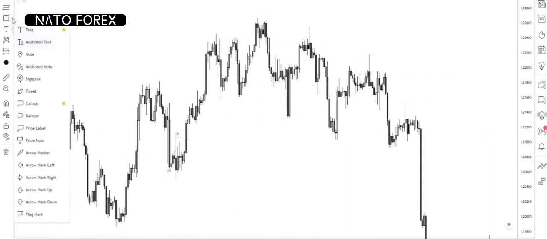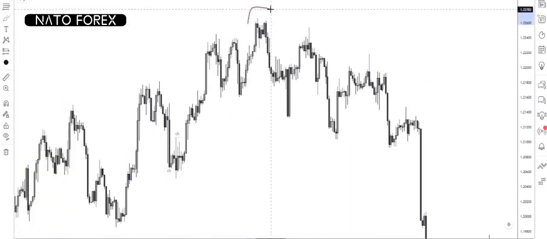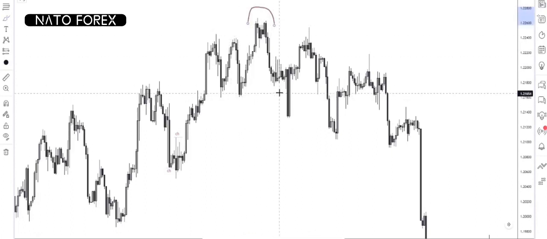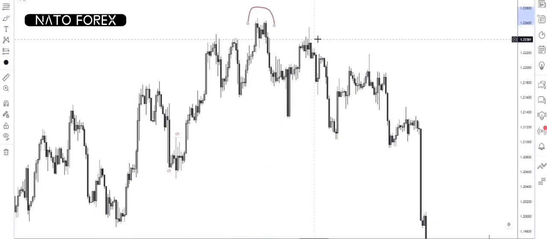This up here now becomes strong because it took out demand. So it goes to show the sellers are outpowering the buyers. So this now becomes strong. Now we can expect price to come back in here, and once we get a change in character, so we get the high taken, low taken, our first target now is the low.